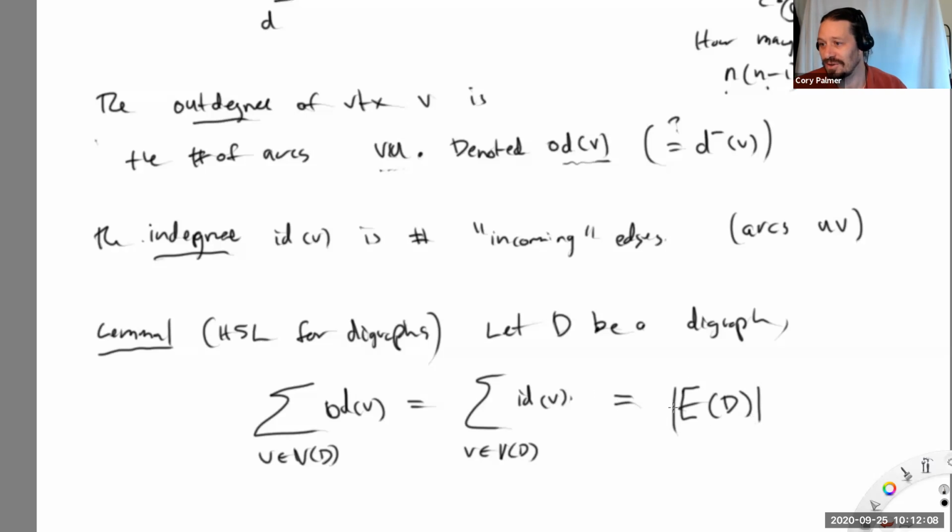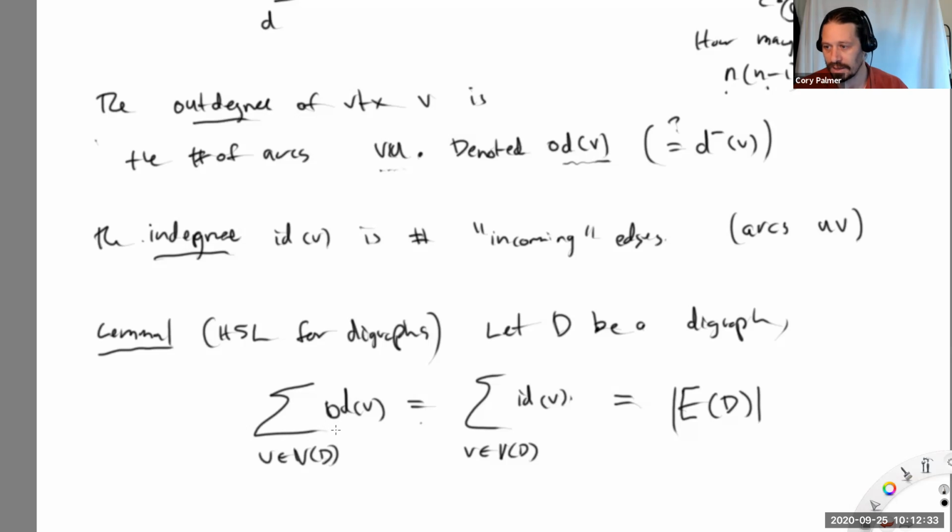This is actually easier to prove than the original handshaking lemma. Can someone tell me in one sentence why at least this equality holds, the first equality? Is the proof every edge has a source vertex and a sink vertex? Yeah, precisely, right? Every single arc gets counted on the left and on the right here.